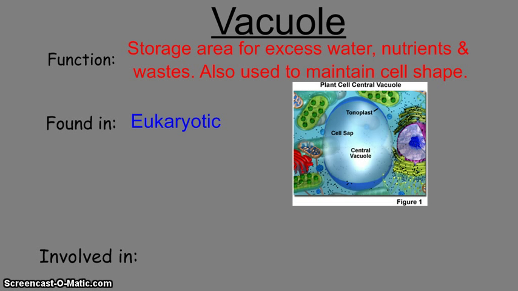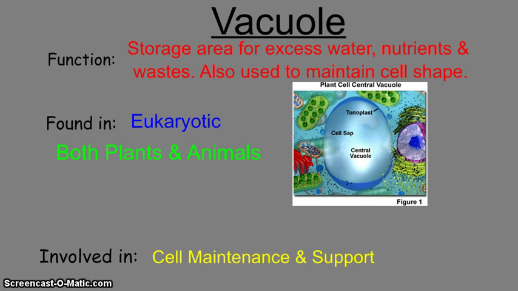They are found in eukaryotic cells. It was once thought that they were only in plant cells since they are very prominent in plants, but we find them both in plants and animals. Much more obvious in plants. And finally, it's involved in cell maintenance and support. Another big organelle, I should say, in the maintaining of homeostasis.